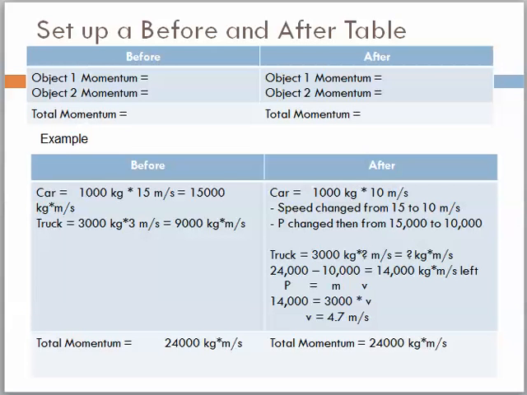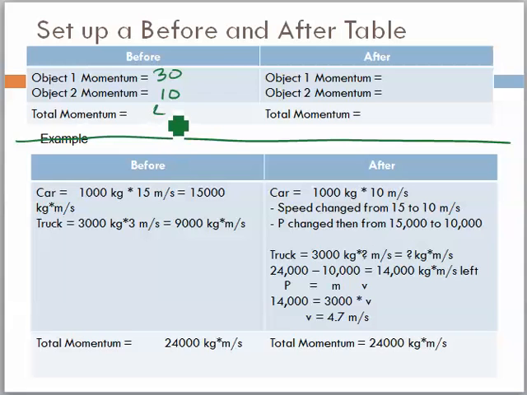Well, how do we set up a before and after table? Up here at the top, I've given you the basic example of how you start off. What we said originally was that the first ball had 30, the small ball had a momentum of 10. That gave us a total of 40 kilogram meters per second. Afterwards, we said that the large ball's momentum had gone down to 10, the small one had gone up to 30, and it still gave us a total of 40 kilogram meters per second.